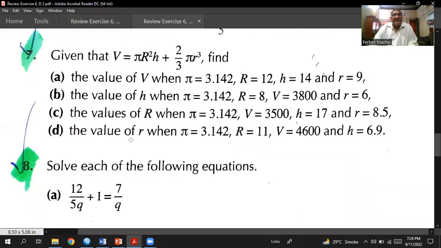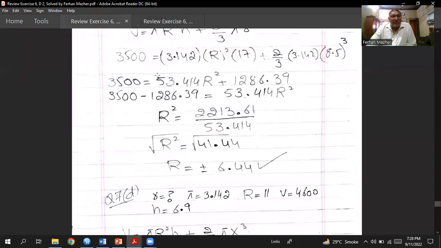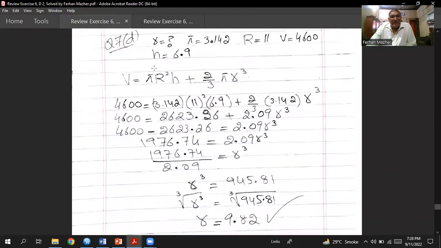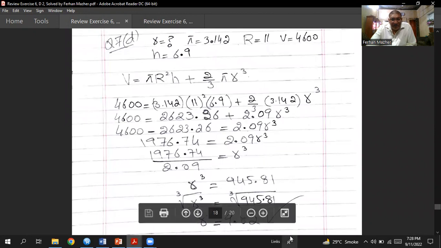Now the D part: the value of r when pi is 3.142, R is equal to 11, V is equal to 4600, and H is equal to 6.9. So now I want the value of the small r. Okay, so let me show you the D part. Okay, so this is the D part.